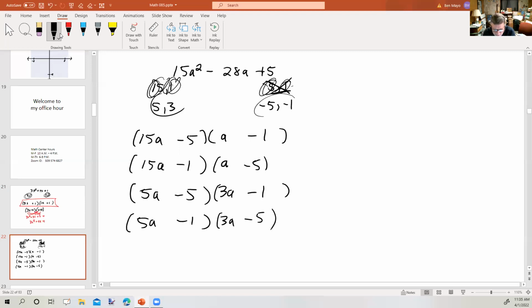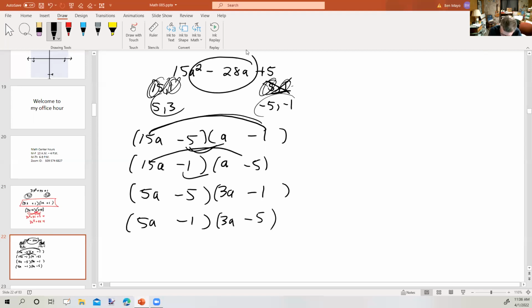All of these, if I FOIL them out, I'm going to get 15a squared at the front and plus 5 at the end. But the one I want is the one that gives me minus 28a in the middle. Where does that come from? It comes from the outer and the inner. Well, let's see. This would be minus 15a minus 5a, which is minus 20a. That's not it. Minus 75a minus 1a is minus 76a. That's not it. Minus 5a minus 15a is minus 20a.